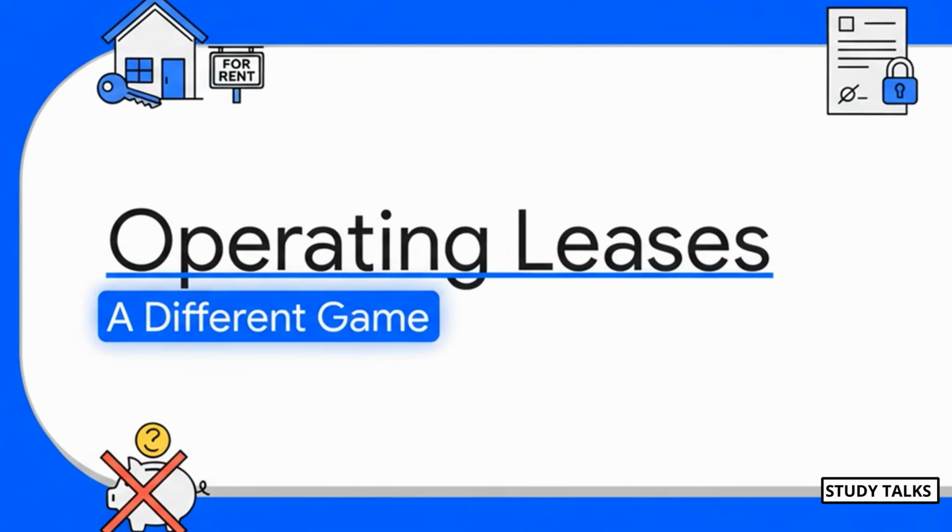Okay, let's switch gears completely. We're moving from finance leases to operating leases. And believe me, it's a whole different ballgame. If a finance lease is like a loan, an operating lease is what you'd call a true rental. The accounting is way simpler, but it has its own little traps.